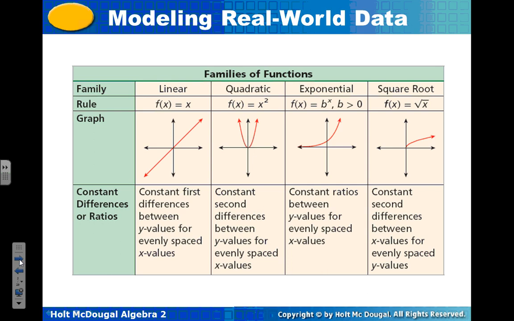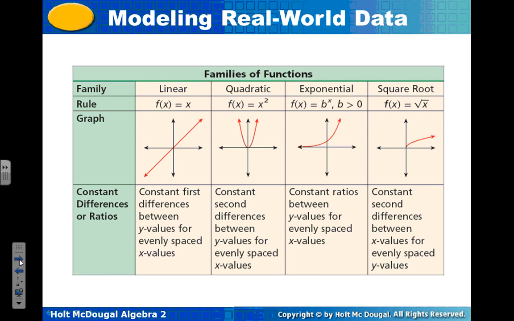Thank you. So again, exponentials, guys, would need to have a constant ratio between y values for evenly spaced x values. So if the x's go up by the same number every time, and you look at the y's and the differences aren't the same, check their ratios. That means divide. If you get the same thing every time, it's exponential.